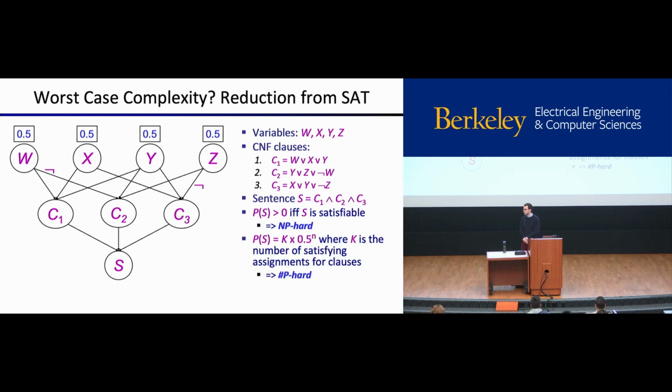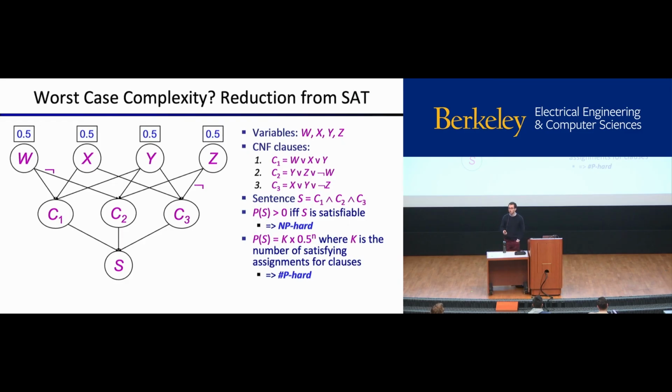Turns out it's actually worse. There's another complexity class that's even harder called count P hard. Sometimes people call this sharp P hard. And what this is saying is count the number of satisfying assignments to that particular sentence. Because of the way that we set these initial 0.5 probabilities, each combination of W and X and Y and Z is 0.5 raised to the n likely to occur. So each combination of those variables has likelihood 0.5 raised to the n. And so it's true that the probability of the sentence being true is k times 0.5 to the n, where k is the number of satisfying assignments.